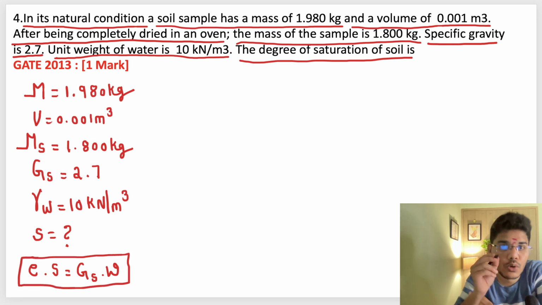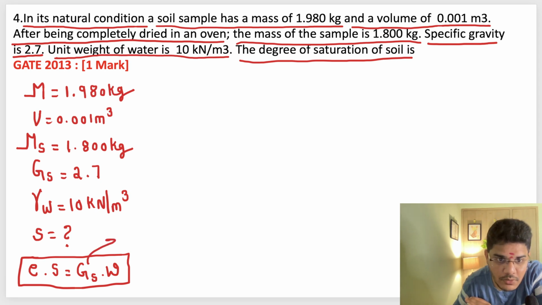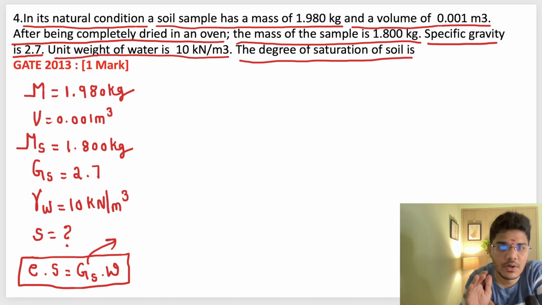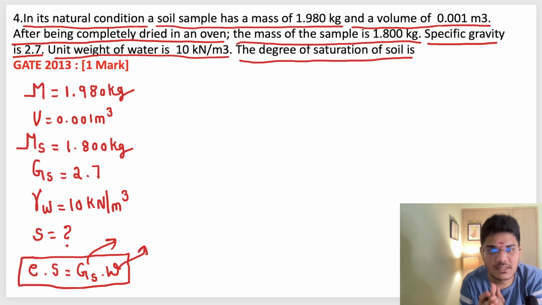So what are the knowns here and what are the unknowns here? G_s only we know. Water content we don't know and void ratio also we don't know, but water content actually can be calculated from the given data. So total mass he has given, mass of dry soil also he has given. Total mass minus mass of dry soil will give you the mass of water, divided by mass of dry soil will give you the water content. So in this way we can calculate water content.